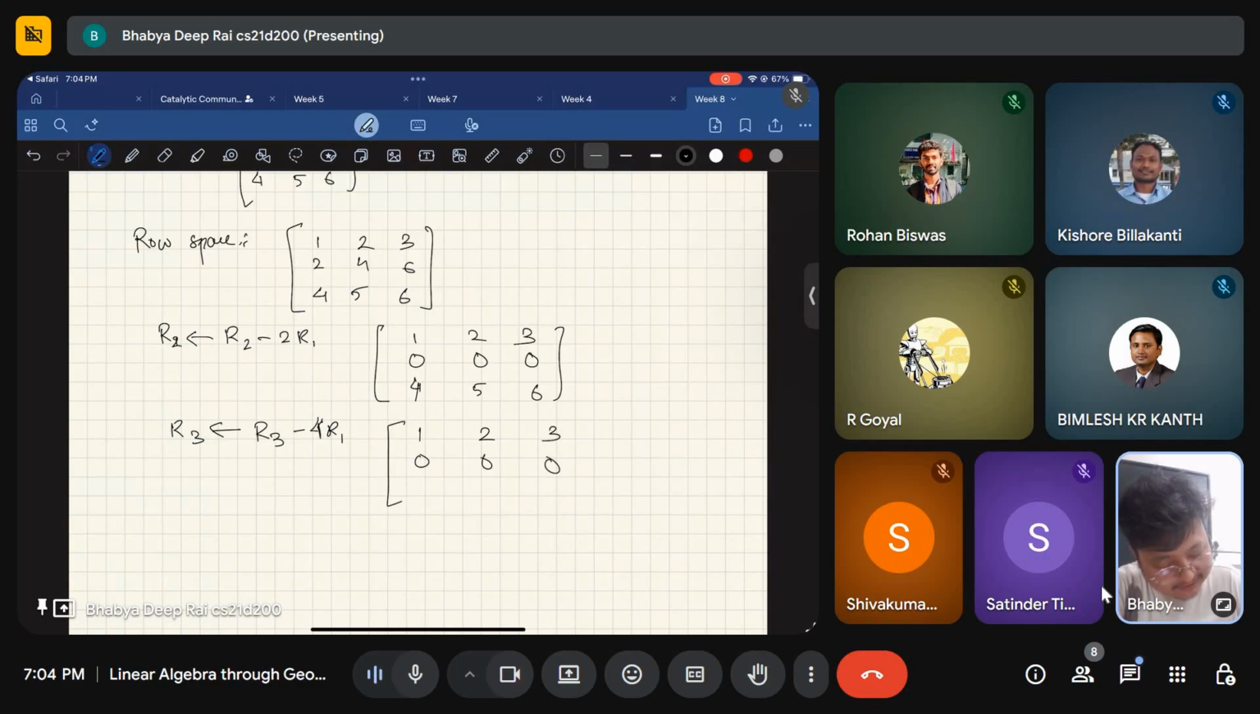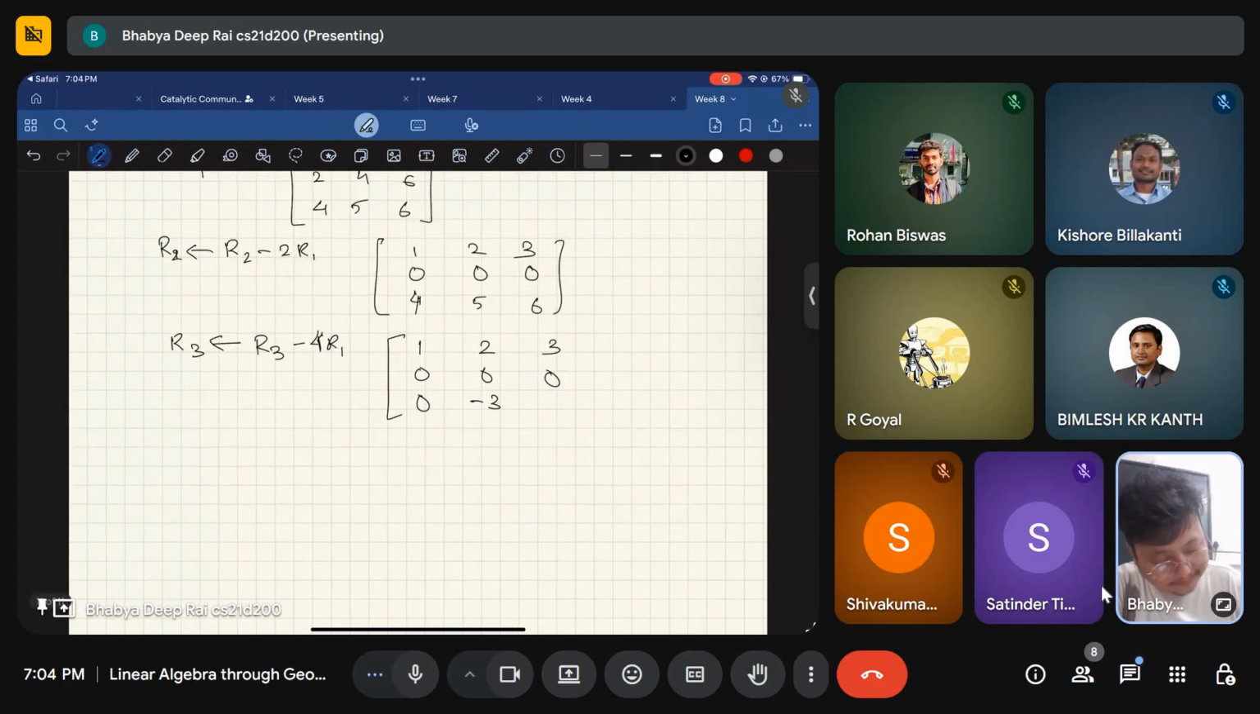4 minus 4 is 0, 2 minus 8, 5 minus 8 is minus 3, and minus 6. Yeah, minus 6. That's right. Okay, great. Now, is there anything we can do further? Well, to get in row echelon form, let's switch the rows and to the second two rows, 0 minus 3, minus 6, right? So this is also a valid operation.